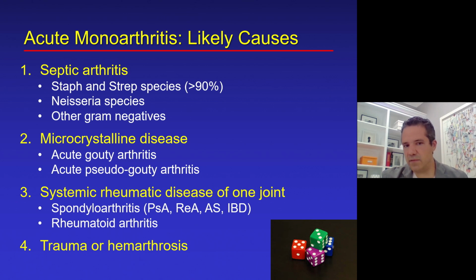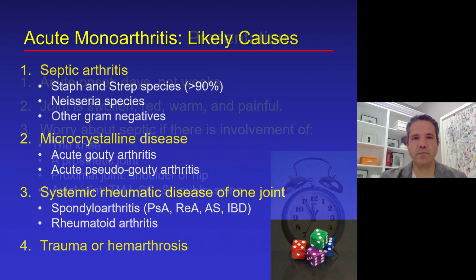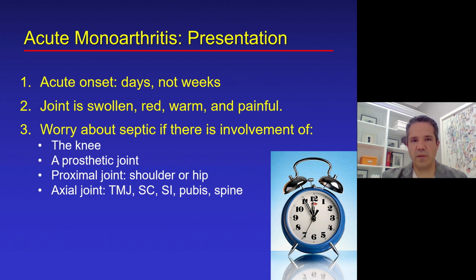That's often the case in spondyloarthritis, like a patient with psoriatic arthritis, reactive arthritis, ankylosing spondylitis, or inflammatory bowel disease. And then rheumatoid arthritis occasionally can have a single inflamed joint, but more likely as a polyarthritis. And the patient with trauma or hemarthrosis can also have a red, warm, swollen joint. The presentation is in hours and days, not weeks. And again, please be aware of the hallmark features of something as red, warm, and painful.